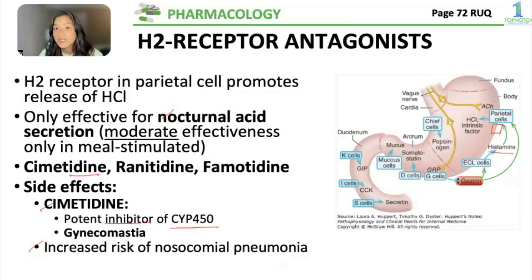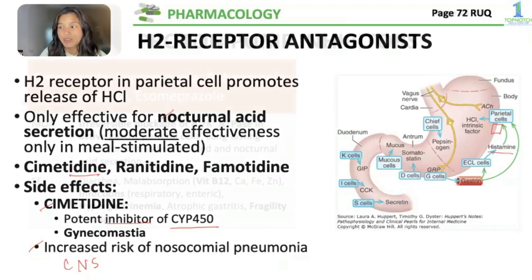So what are some side effects that we can see in elderly patients? There are typically CNS side effects. So some of them can present with confusion, delirium, etc. But again, these are rare and only particularly seen in elderly patients given IV H2 receptor antagonists.